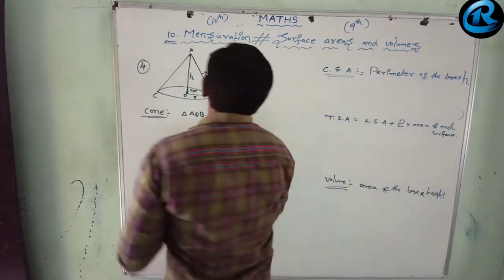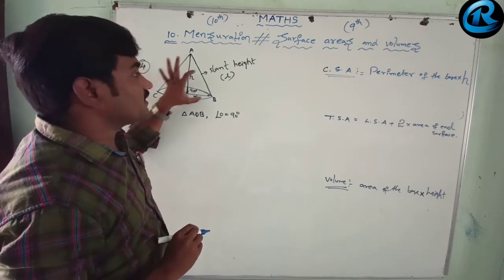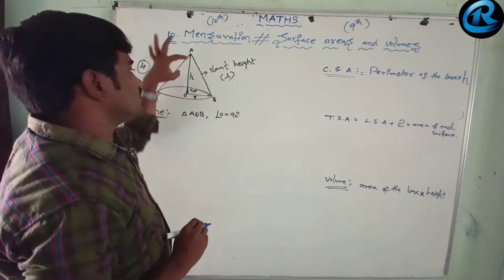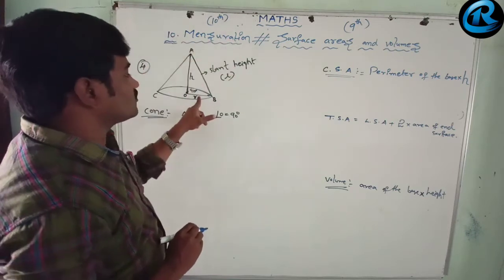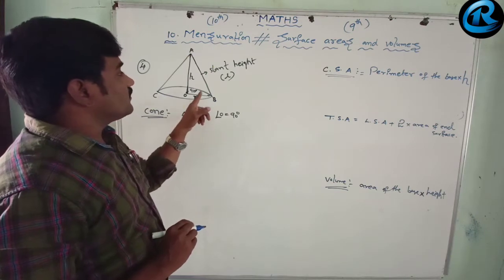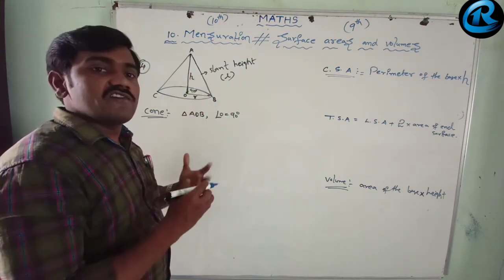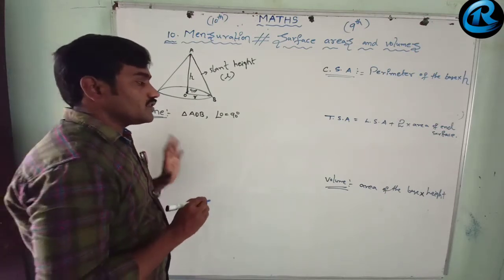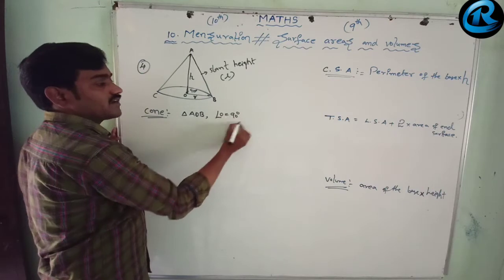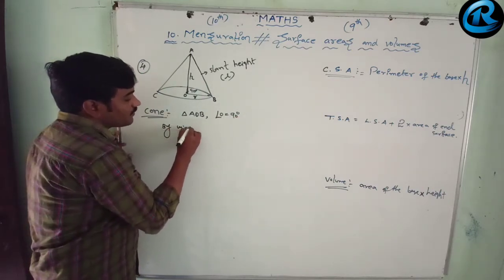So how to find it out? Suppose they give the r value and h value, but ask you for the slant height. Or sometimes they will give you the h value and L value and ask you to find the r value. Or they will give you the r value and L value and ask you to find the h. There will be various types of questions. This can be found out by using the Pythagoras theorem, because the triangle is a right angle triangle, with 90 degrees.